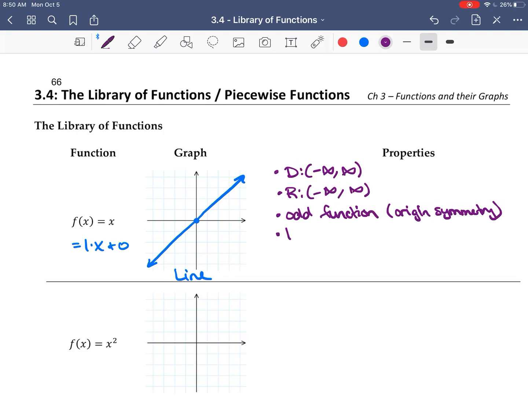It's a linear function, because it's x to the power 1. And it's increasing on its entire domain. So the function here is always increasing. Now, this function is known as the identity function, because if you plug in any x value, you just get the same x value back out.